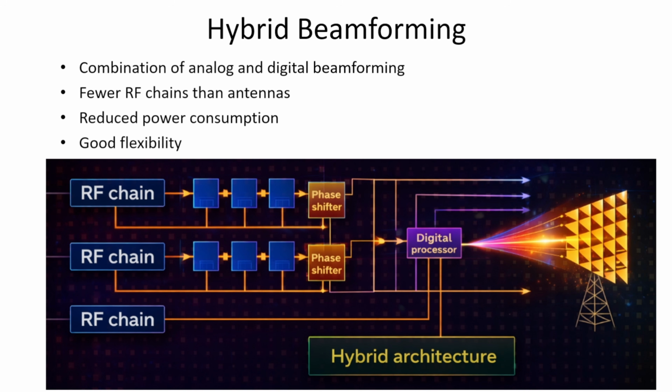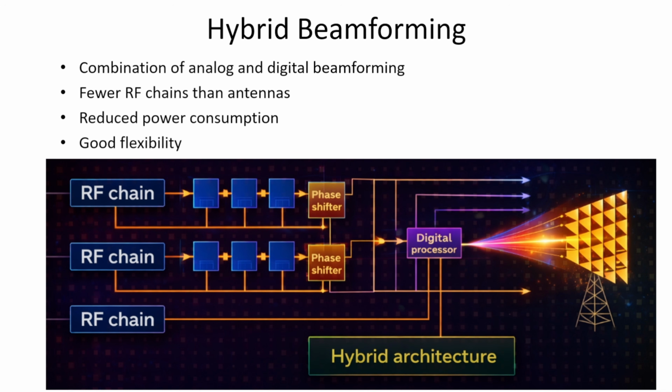First, coarse beamforming is done in the RF domain using phase shifters. Then, digital processing is applied across the RF chains to further shape and control the beams. This approach balances flexibility and hardware complexity.